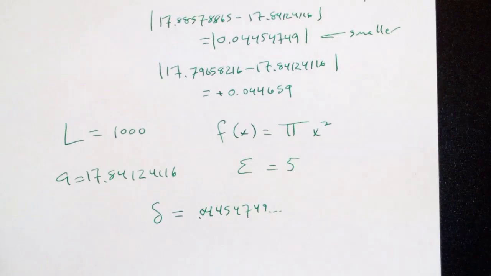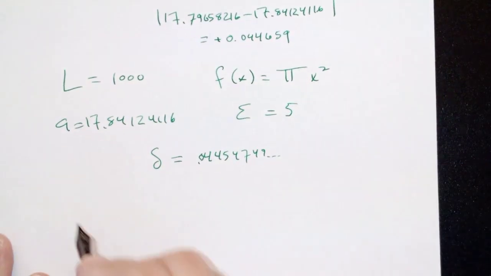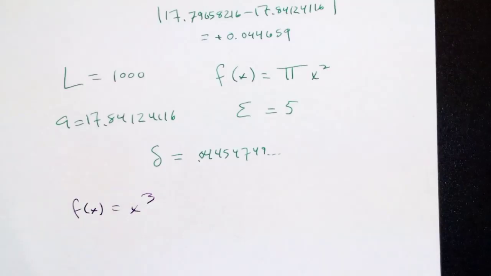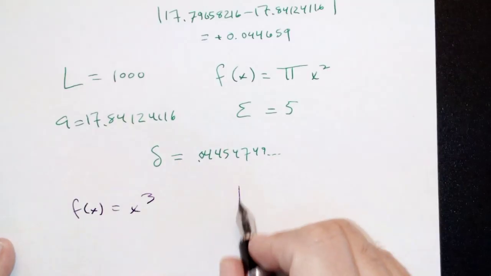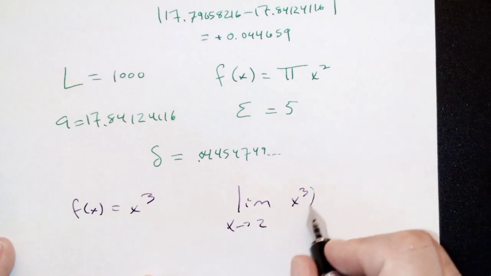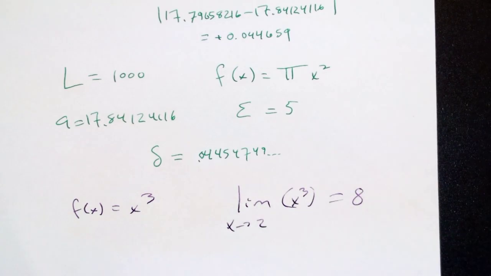So if I was looking at, say, the function is x cubed, and I want to show that the limit as x approaches 2 of x cubed is 8. You might say to yourself, well, that's direct substitution. That works. At which point, the geek in me goes, prove it.